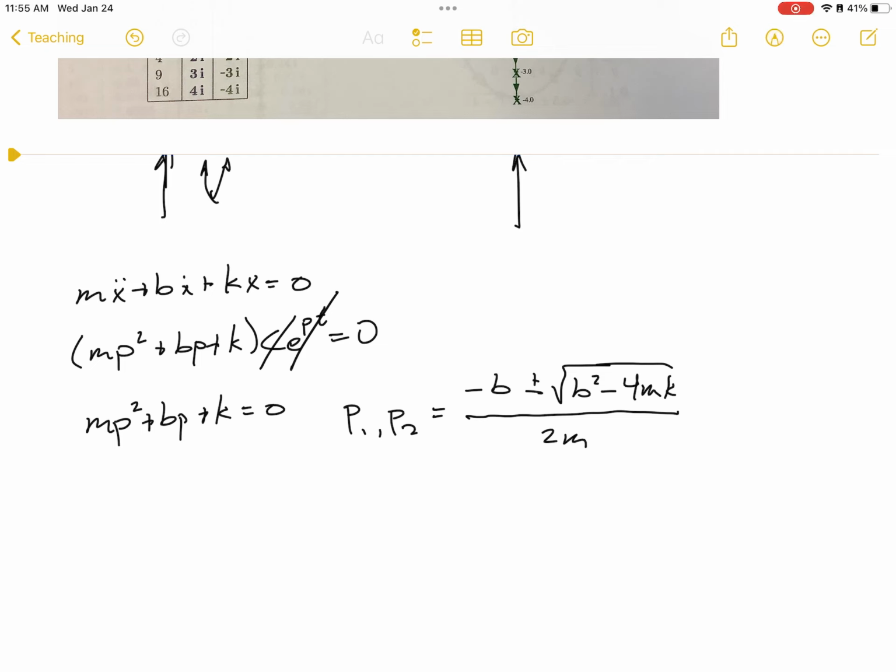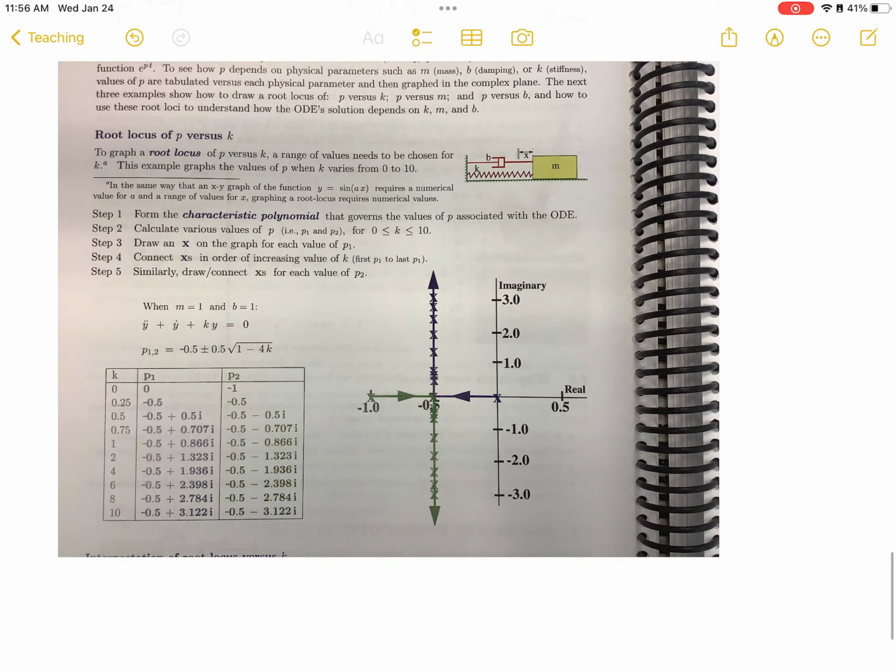And so in this case of a second order system, we can calculate our roots for various values of b, or for various values of m, or for various values of k. Using a root locus, we can explore how the system will change if we change, say, the mass or the stiffness of the system. I'll go ahead and add another picture to demonstrate this. This plot is a root locus of p, so it explores how p changes as k changes, as the stiffness changes.